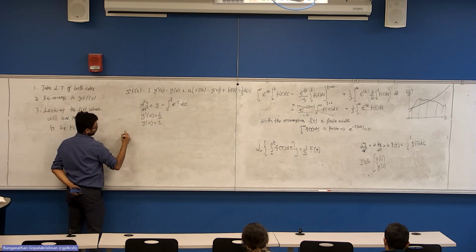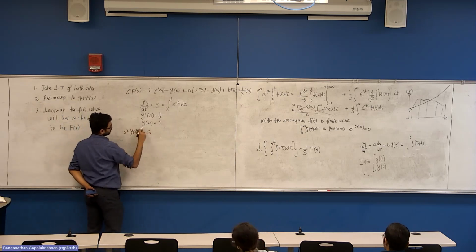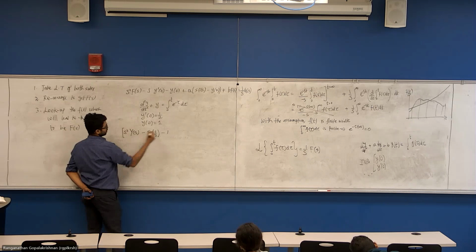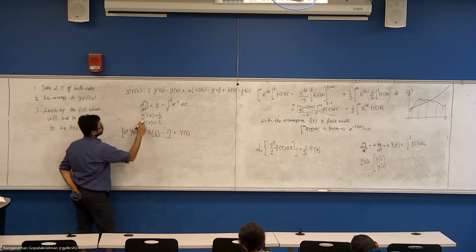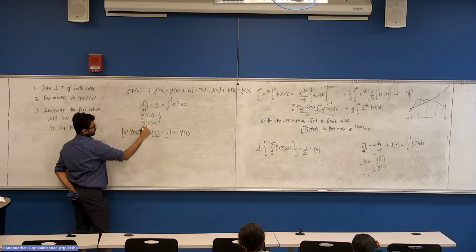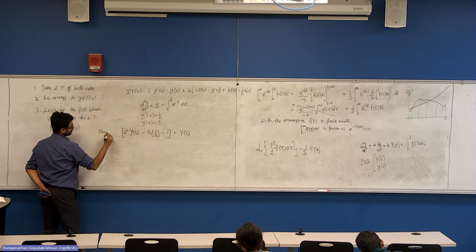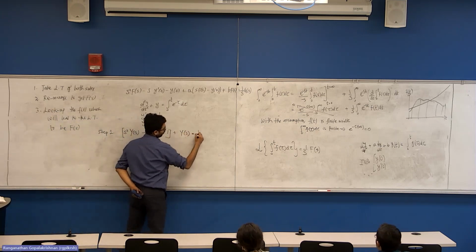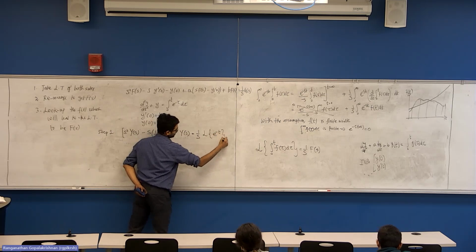So this will be s squared times y of s, minus s times y dash of 0, which is half, minus y of 0, which is 1, plus y of s, which is the transform of y. So this is step 1. Take the Laplace transform of both sides, equal to 1 over s, the Laplace transform of e power minus t.